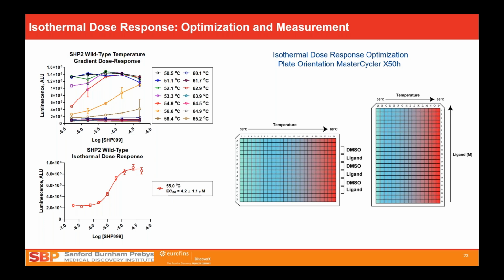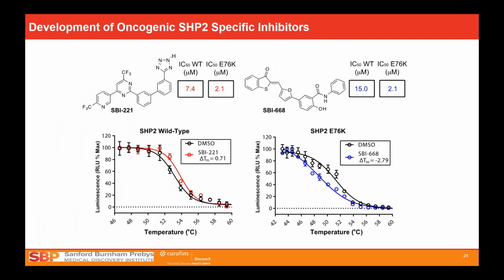So up in the upper left here, you can see we do a dose response at multiple temperatures, and from this we obtain our optimum temperature. Then down below on the lower left, you can see a nice cellular dose response for SHP2, again, directed against SHP2 wild type. Okay, so we have a program, again, directed against oncogenic forms of SHP2. And I'll tell you about two of the compounds that we discovered and how the InCELL Pulse assay has helped us analyze them and gauge their mode of action.